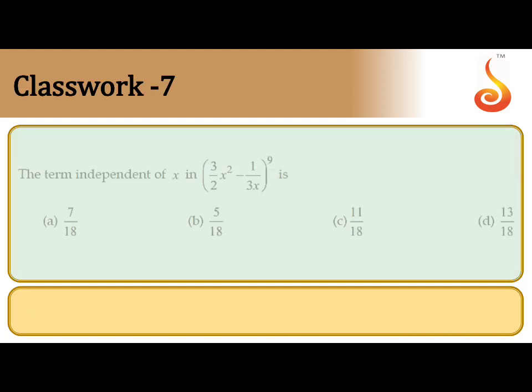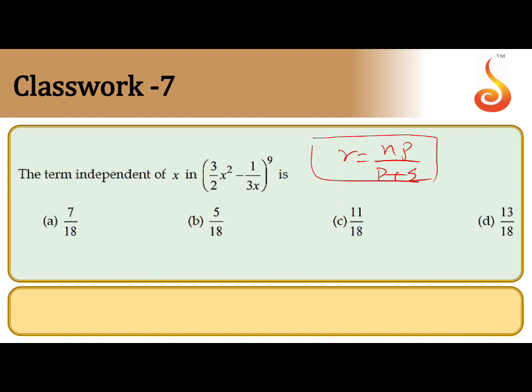Option A is correct. Next, the term independent of x. Before I give one formula: term independent of x means the constant term. In this case, the value of r is np by p plus q. If you want to find the term independent of x, you can take r equal to np by p plus q. What is p? This is p, and the exponent of the second term's denominator is q. So this is n. You can take r equal to np by p plus q to get the value of r, and there you can get the required answer.